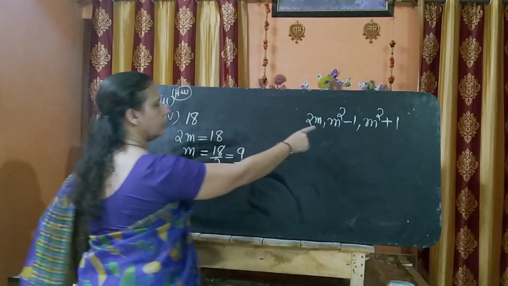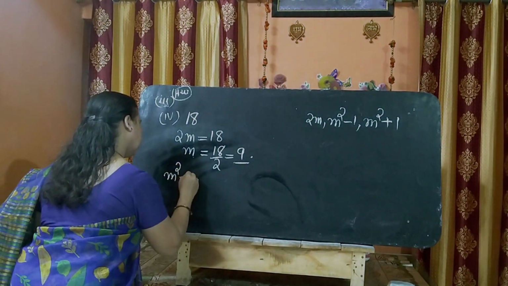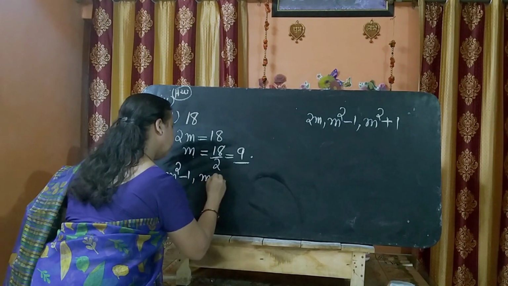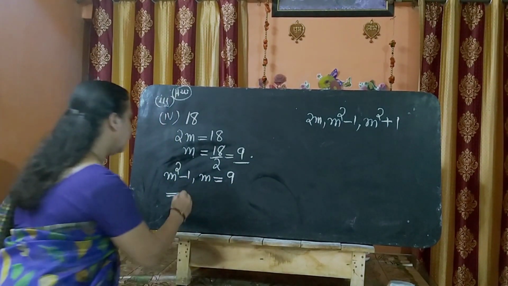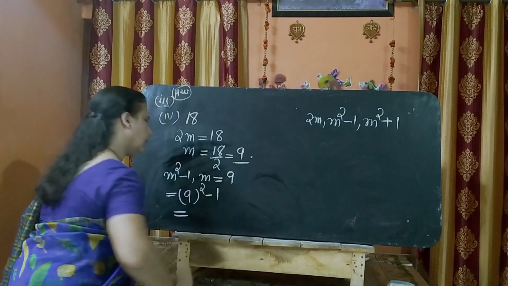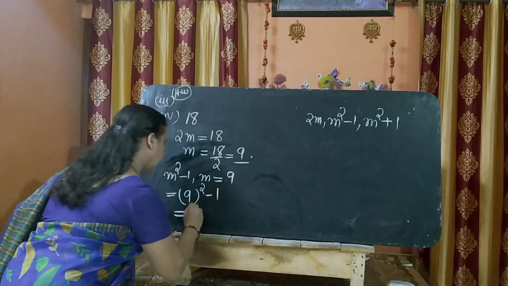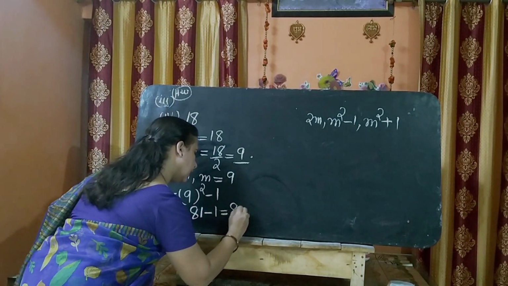Next we have to find out m square minus 1. Value of m equals 9. Then m square minus 1 is 9 square minus 1. 9 square is 9 into 9, 81. 81 minus 1 is equal to 80.